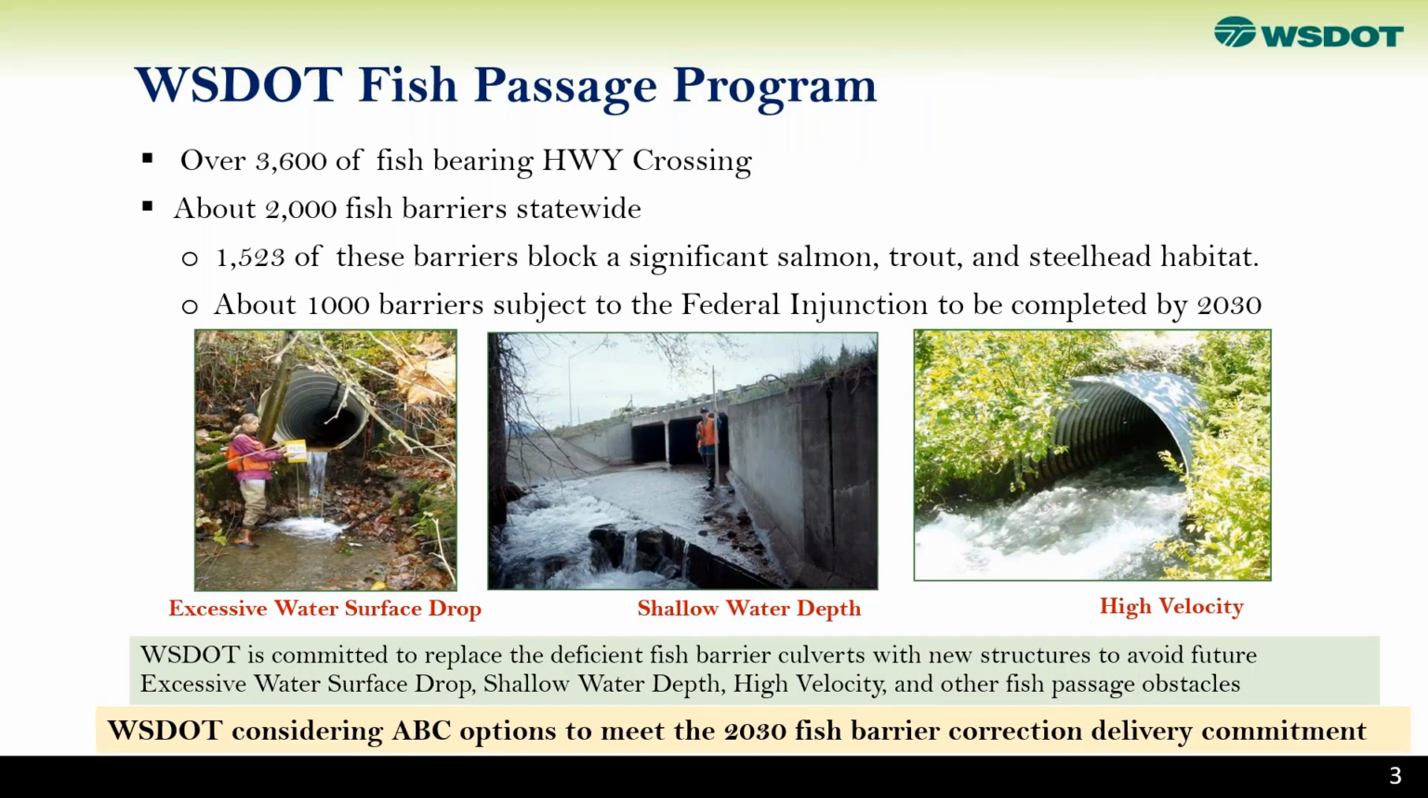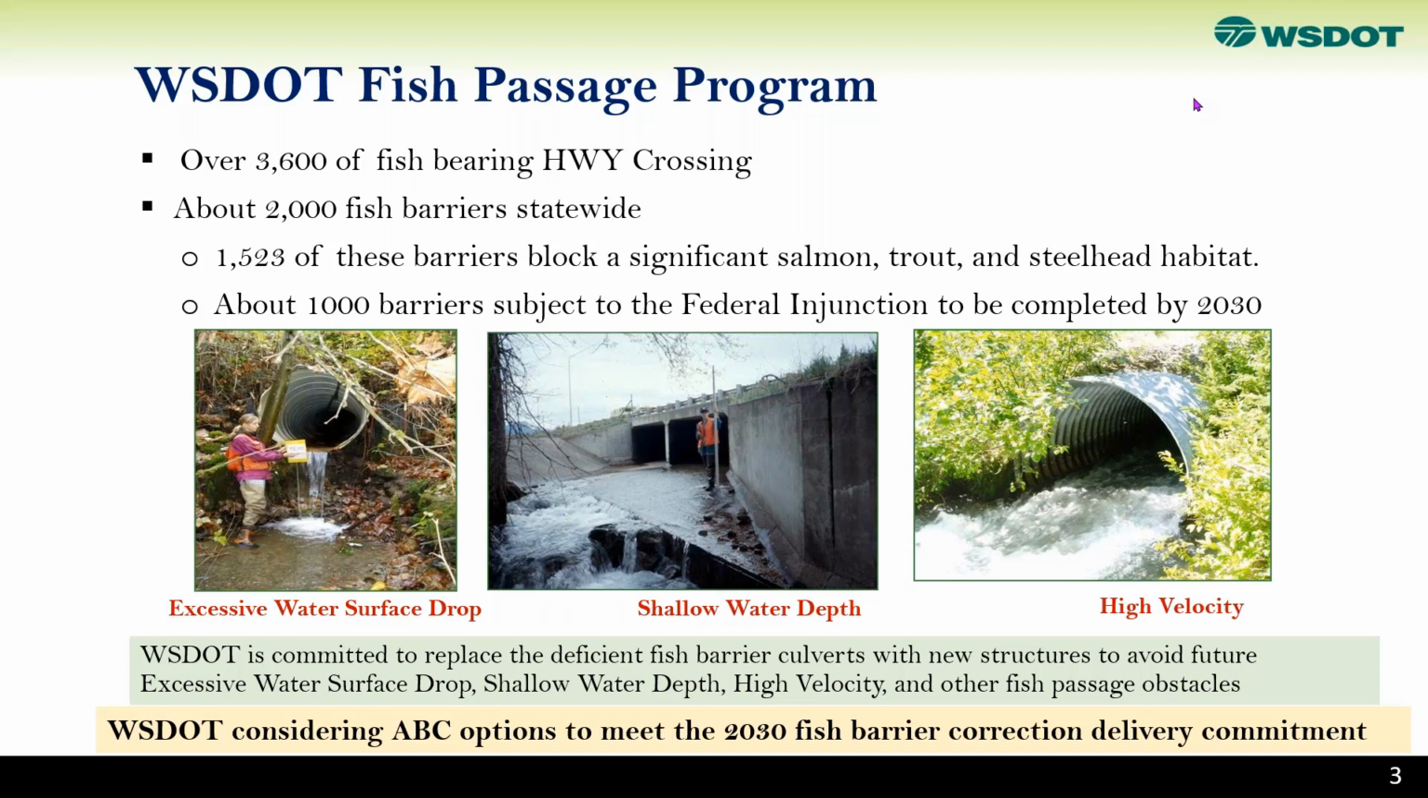So the WSDOT Fish Passage Program involves about 3,600 fish-bearing highway crossings. And these are typically small diameter culverts, box culverts that were installed many years ago where we weren't being very careful about considering the impacts of roadway and transportation on the natural environment. We have about 2,000 fish barriers statewide underneath state highways, and about 1,500 of these block significant salmon, trout, and steelhead habitat. We have a federal court injunction against us that requires us to address an awful lot of these, about 1,000 of them by the year 2030.